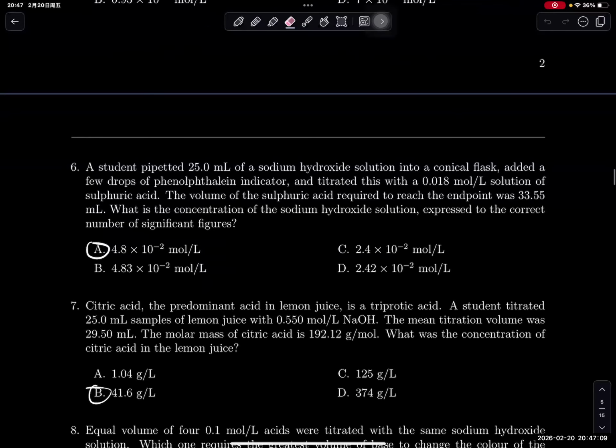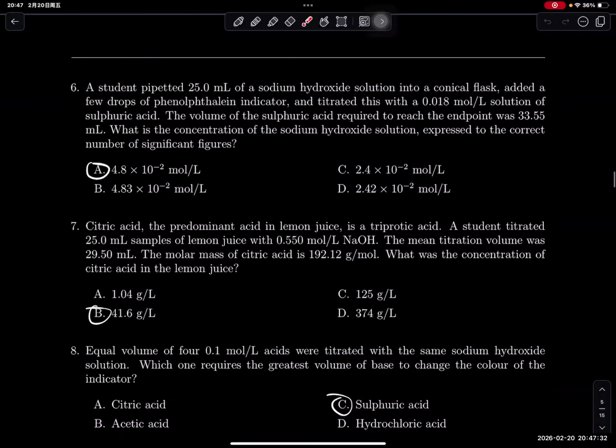Question 6, the student does this, and I think this is, again, a very easy titration, but in this case, it would be sulfuric acid. So there's a molar ratio, 2:1 to it. So you have to take C1V1 equals 2 times C2V2. Take care of the molar ratio, and you should be fine with this one.